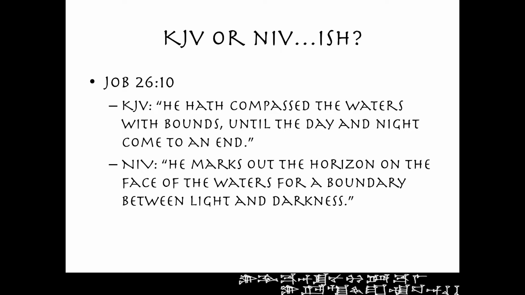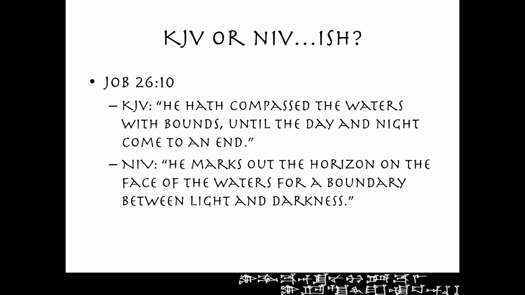And if you want to come on and talk to me about why you hold to a KJV only position, particularly given all this textual criticism stuff we're talking about, love to have you on and talk to you a little bit about it. Anyway, but the King James Version has, "He hath compassed the waters with bounds until the day and night come to an end." Super clear. Whereas the NIV says, "He marks out the horizon on the face of the waters for a boundary between light and darkness." Now, the two translators here are taking the Hebrew text and they're translating it differently.